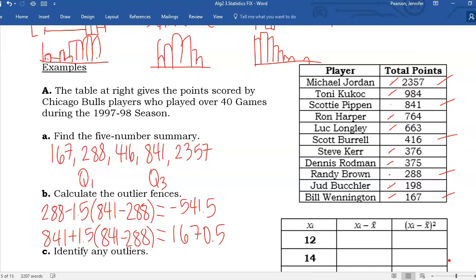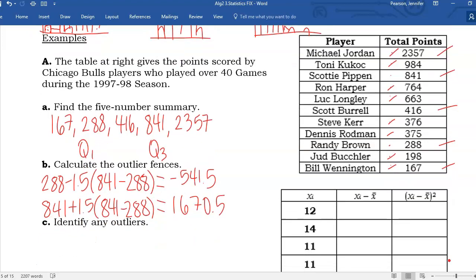And that's what the fences do. They give us a definitive spot for what makes something an outlier. So if he had only scored 1,670, he would not have been an outlier, right? It still seems crazy far from 984, but you need to breach that 1,670 point to become an actual definitive outlier. So we do have an upper outlier. Michael Jordan at 2,357 points is greater than our upper fence.